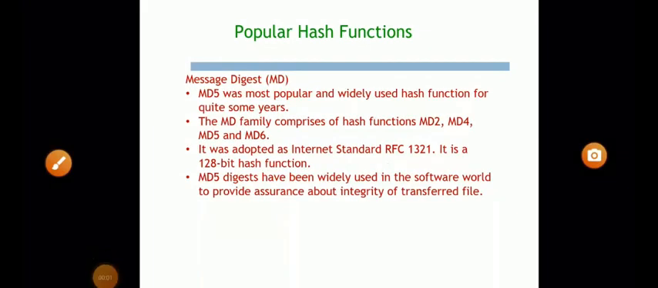Next, we are going to see some of the popular hash functions. The first one is the message digest, MD5. MD5 is a very popular algorithm. It is a 128-bit hash function. It is adopted by Internet Standard RFC 1321, and it comes from the following family of hash functions: MD2, MD4, MD5 and MD6. It is mostly used in the software world, as it provides better integrity for the transfer of files.